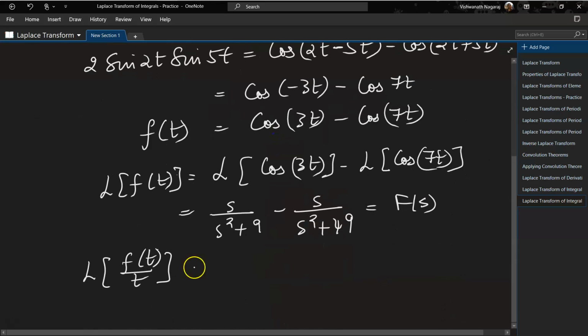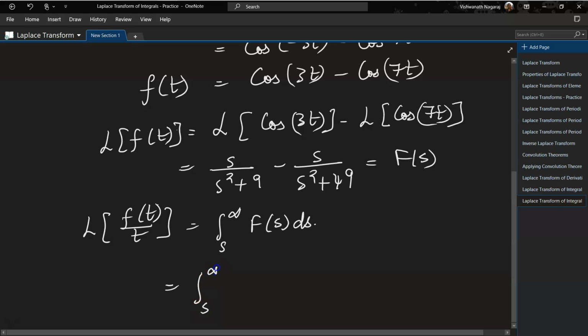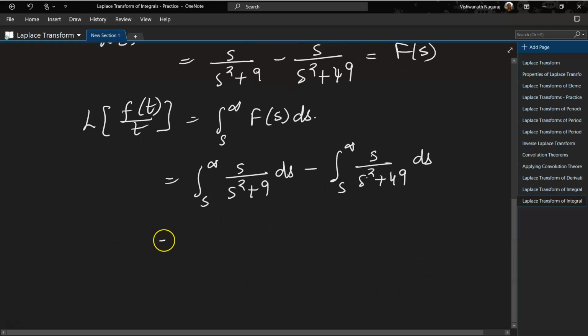If you remember the theorem that we saw in the previous session, this is the integral from s to infinity of capital F of s ds, which is the integral from s to infinity of s by s square plus 9 ds, minus the integral from s to infinity of s by s square plus 49 ds, since we can split it. And this would be log of s square plus 9.